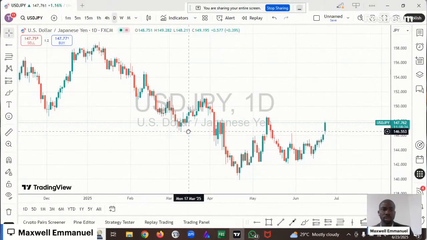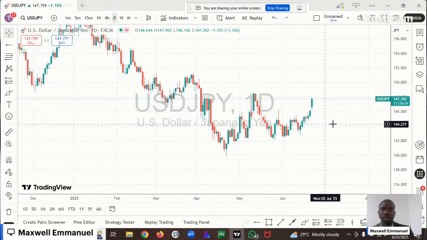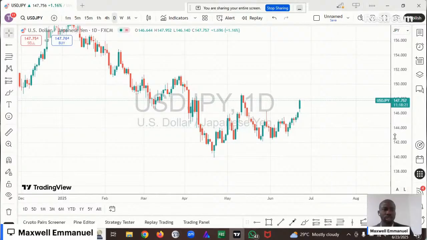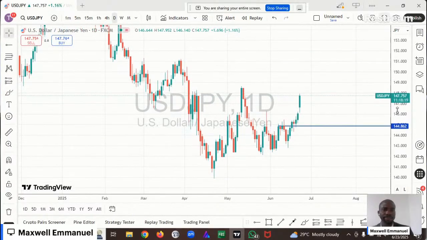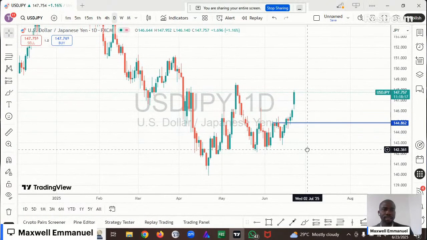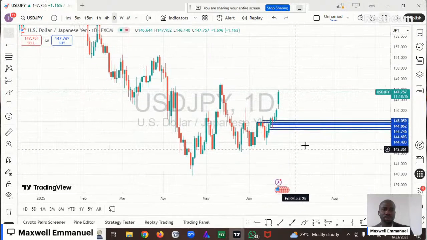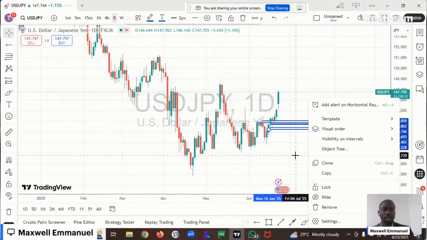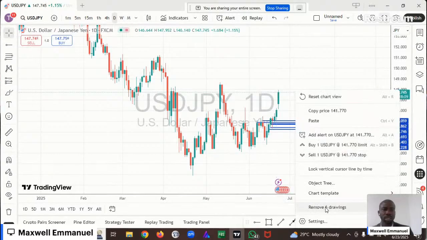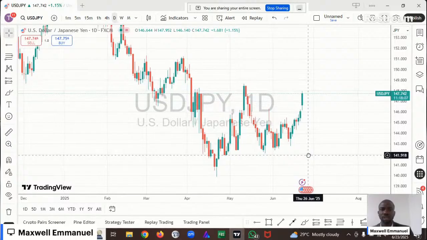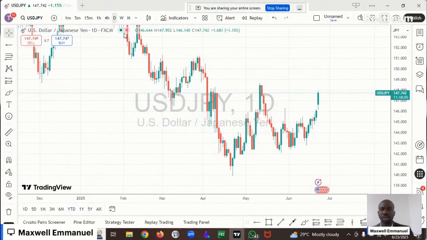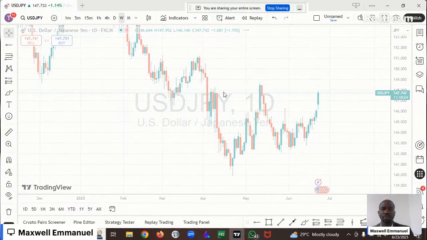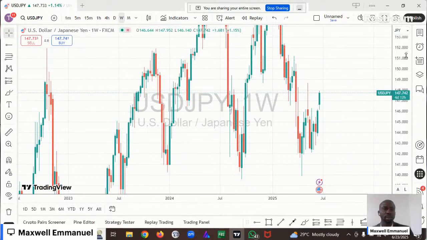So this is USD JPY. It has been bullish since the market opened, and I think it is still very bullish. Remember, yen is weak at the moment. Yen is bearish, so USD JPY is bullish. Let's see what we have on the weekly time frame.